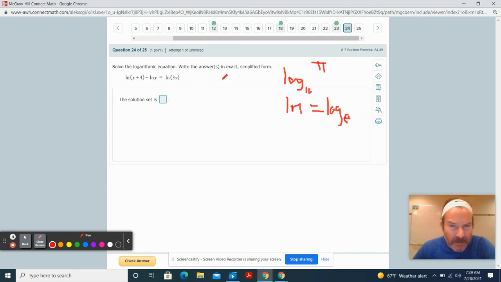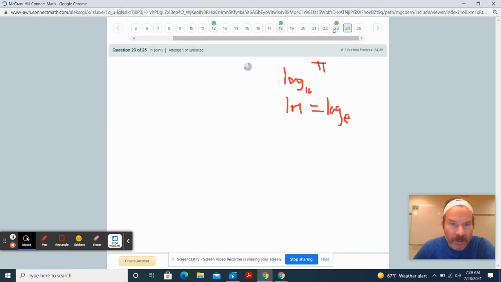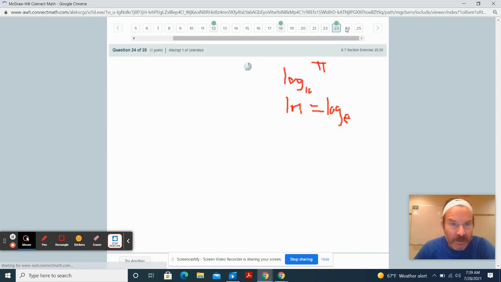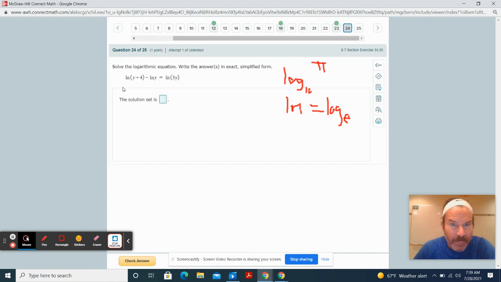The property that we have to use in this one, though, and plus there's 3 logs here. So this is a little bit different than 23, because 23 had just 2 logs. 24 has 3 logs. And plus there's a minus sign there. So let's talk about the property of subtraction.